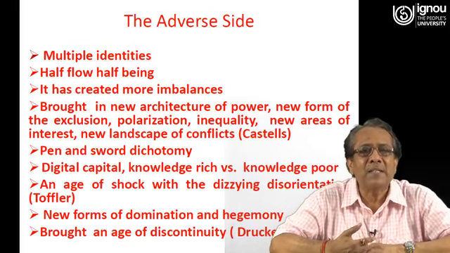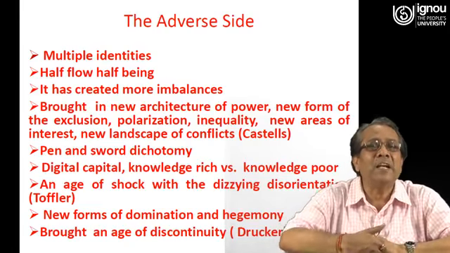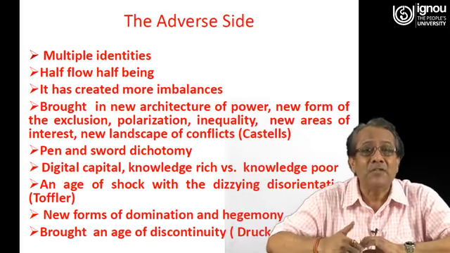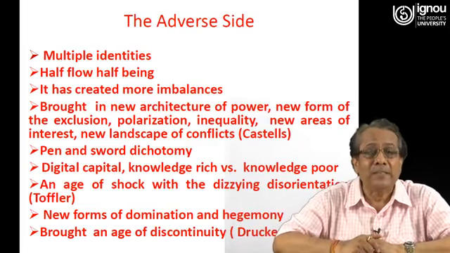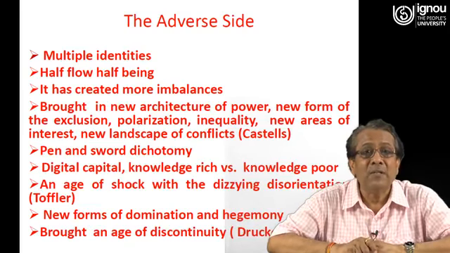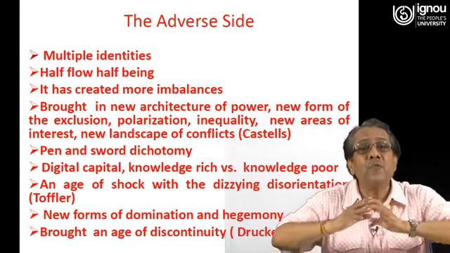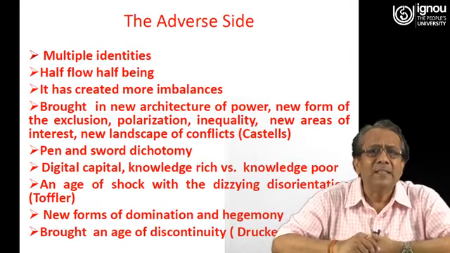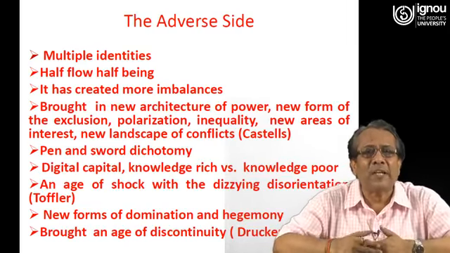a new kind of imbalances, which we find over a period of time. It has come in terms of digital rich and digital poor, that is knowledge rich and knowledge poor, because the level of education and the expansion of digital power has not been equal across the society. So a new kind of imbalances has come in. What we find within that is the emergence of a new architecture of power.